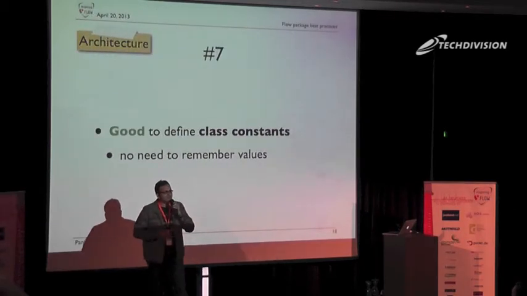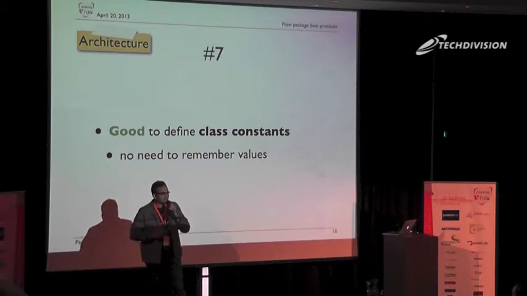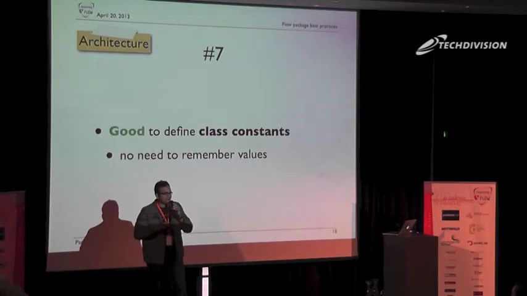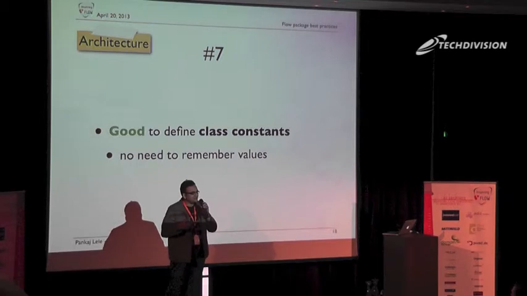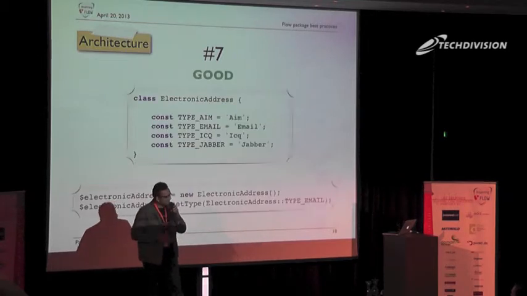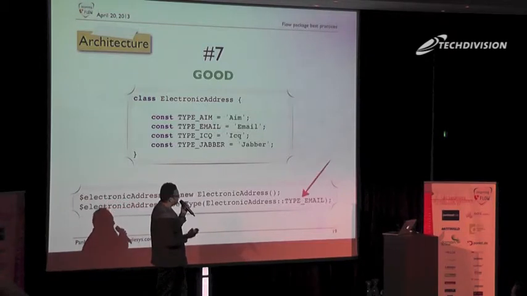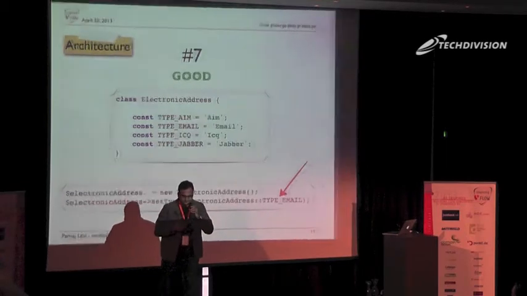Another practice is to define class constants where you do not really need to remember a few values, so that you just type in the class name and you automatically get, from your IDE, the constant name. This way you really do not have to worry about what the value is, and if somebody changes the value, you still don't care. You can see an example from the core: there is electronic address, and you can set the type like this using the constant.